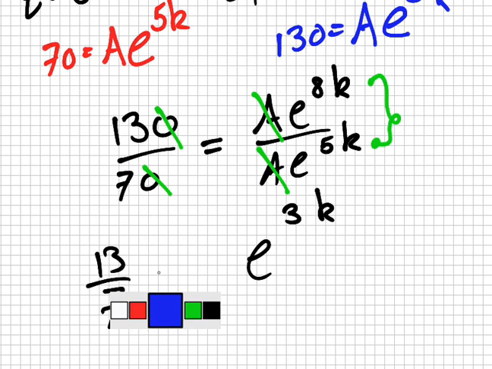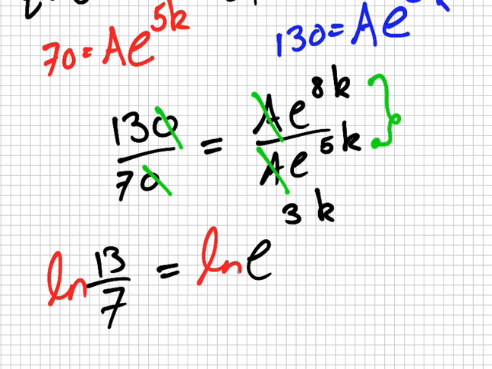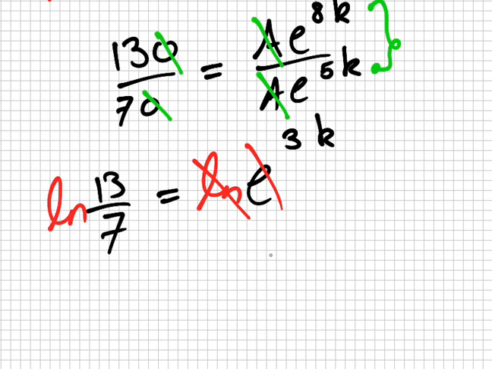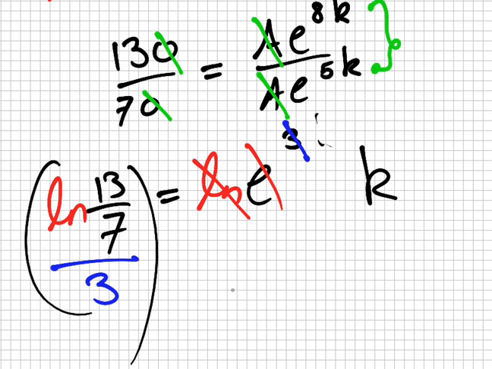Now, how can I cancel an e? Yeah, so I put natural log on both sides and they cancel. So I have 3K equals this, so how can I cancel the 3? Divide by 3. So now I get K equals this big thing here. 0.20, is it? Let's have a look here. 0.206, yeah. So K equals 0.206.